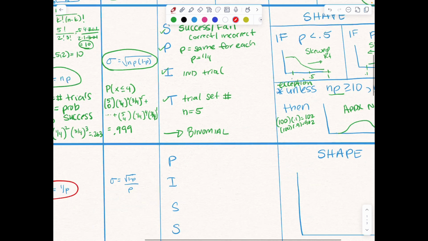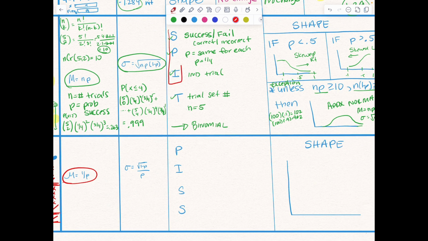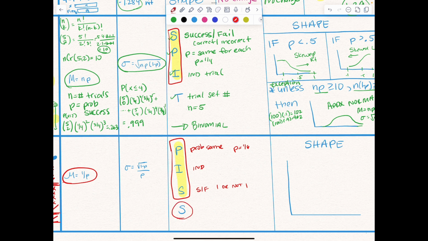If you notice, SPI and PIS are just reorganized in a different form. This here is success and failure, independent, probability the same. In my case, the probability is 1/6. Independent, success and failure was 1 or not 1. You see these three conditions are identical. The distinguishing factor is this last one: stop at your first success.